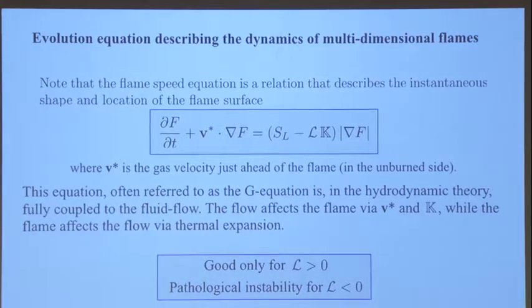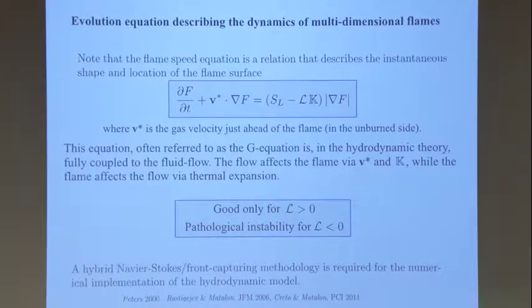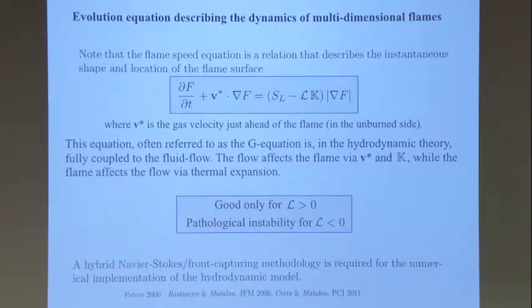Another comment is that this equation is very good when the Markstein number is positive, but it fails when the Markstein length is negative. There's a pathological instability in the equation that doesn't help, and so the equation is useless when L is negative. We can understand it in a very simple way.